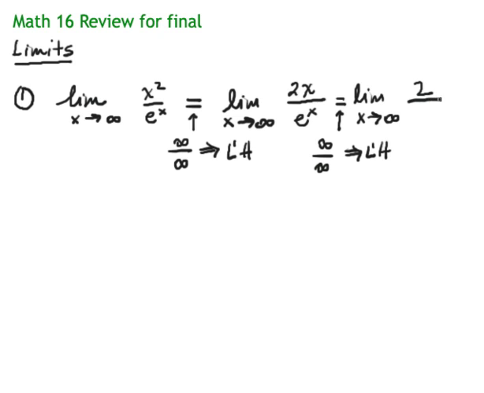The numerator has derivative 2, the denominator has derivative e to the x. Now we no longer have a limit of the form infinity over infinity. The top here stays at 2 and the bottom's going to infinity. So this limit is equal to 0.